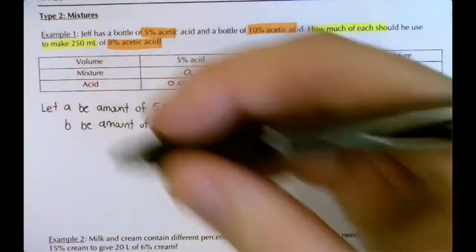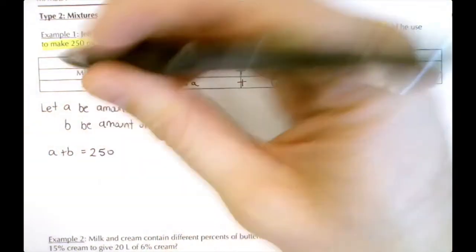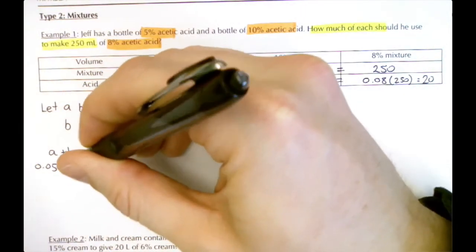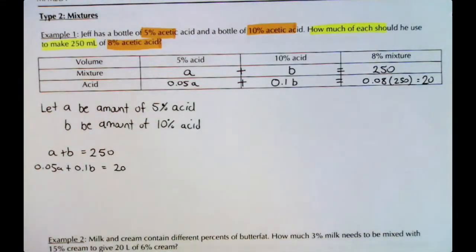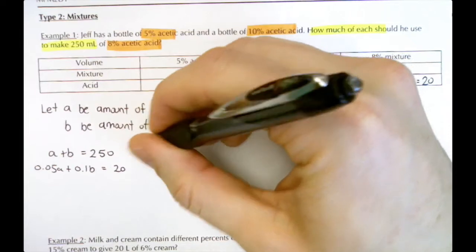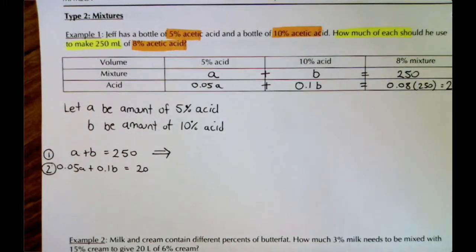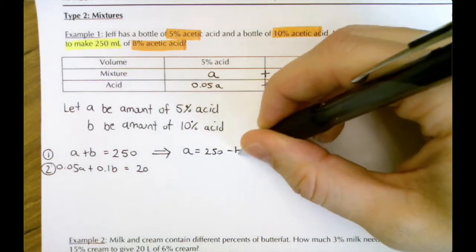And we can use these to build equations. Well, what are the 2 equations? Here we go. We've got A plus B equals 250, and our percent equation is 0.05 A plus 0.1 B equals 20. Those are our 2 equations. And now we could do substitution or elimination. Up to you. Let's go with substitution. So I'm going to rearrange equation 1. Let's call that equation 1, equation 2. Rearrange equation 1. I'm going to make it say A equals. So A equals 250, and I'm going to bring the B over, subtract B.